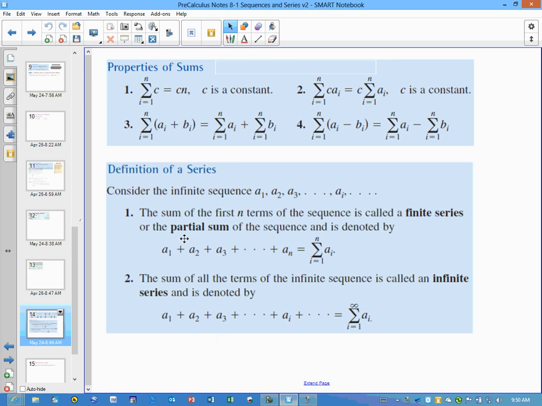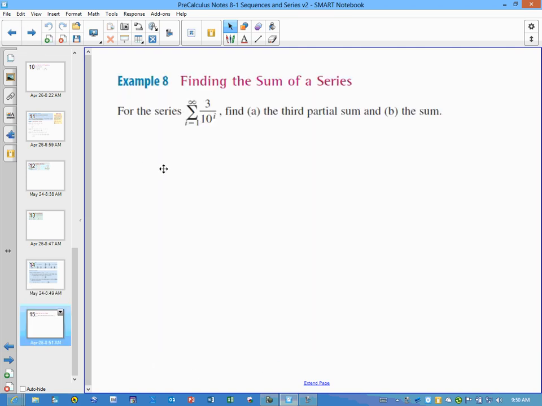So here you can add up the partial sums if you have a finite series. If you're talking about the first n terms of a sequence, then we can add up those first n terms. That would be a finite series. Or if you add up all the terms, that would be an infinite series. And we're going to see in a little later sections some shortcut formulas to calculate both of these. But first of all, let's just look at the intuitive approach.